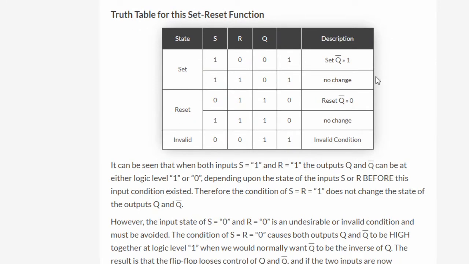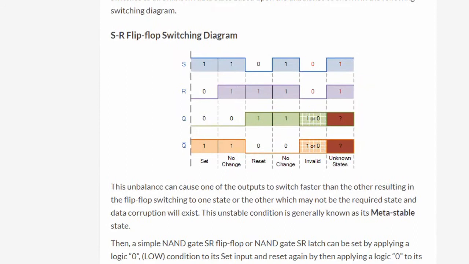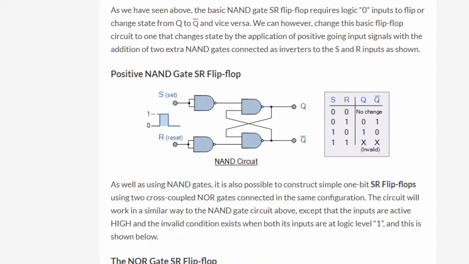When S goes high or R goes high, what happens in these different states is going to be studied with the truth table. Let's look at the simple truth table for a positive NAND SR flip-flop. When both inputs S and R are low, the output has no change, which means it remembers the previous state.